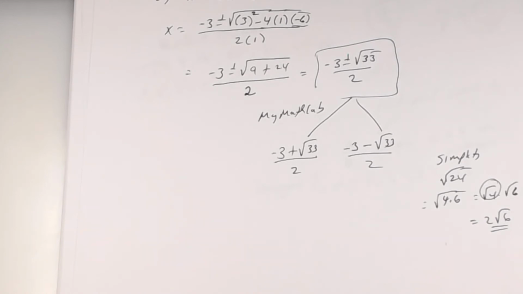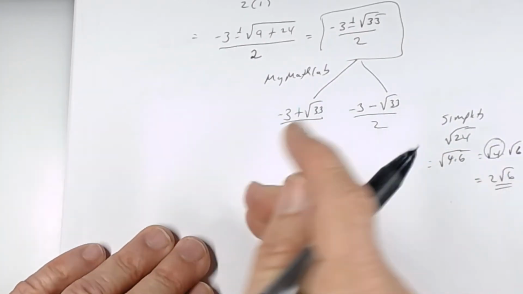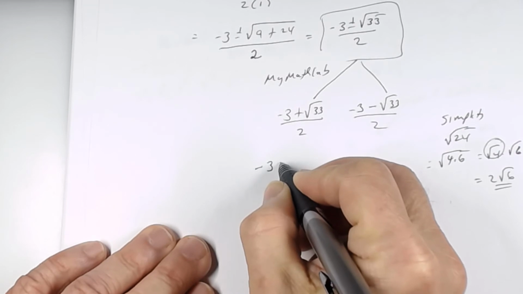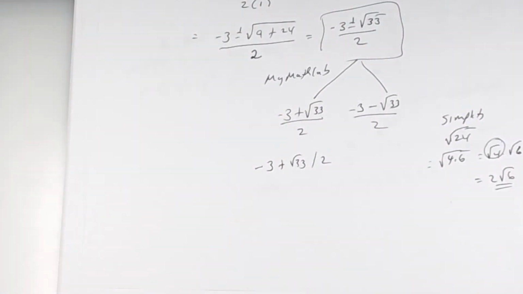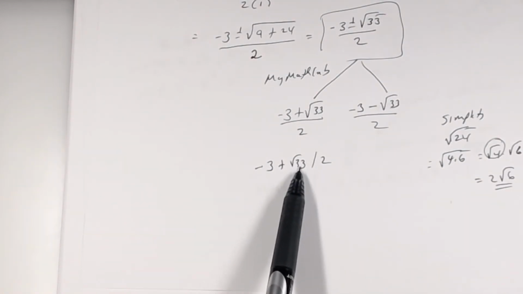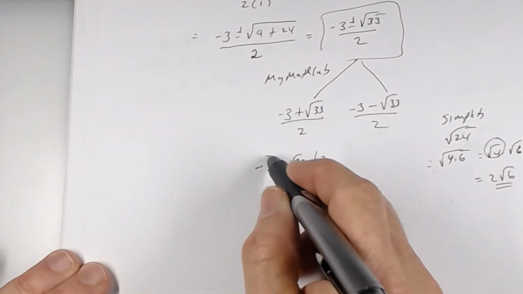Now, in MyMathLab, remember when you put things in the computer, you've got to be careful with your syntax. If you do this in MyMathLab, when you get to that part, if you say negative 3 plus the square root of 33, and then say divide by 2, that's not the same thing as this. The only thing you're dividing by 2 is the square root of 33. So in MyMathLab, you don't do it like that.